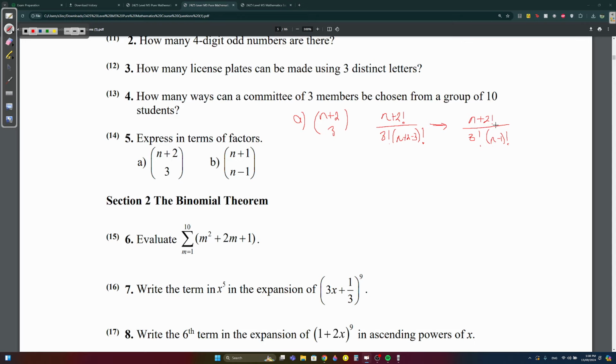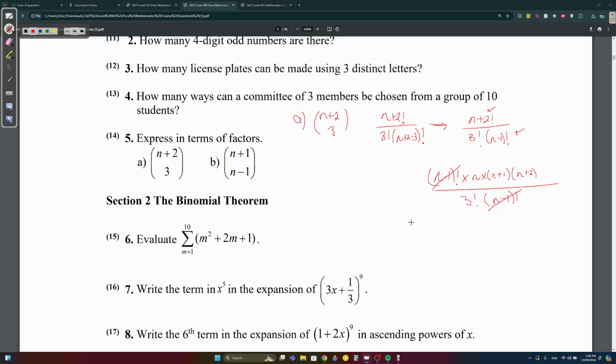Okay, now we have 2 factorials. Can we rewrite the (n plus 2) factorial in terms of (n minus 1)? Yes, because n minus 1 is smaller than n plus 2, right? So we're going to write (n minus 1) factorial, and keep on going up until we reach n plus 2. What comes after n minus 1? n. After n comes n plus 1, after n plus 1 comes n plus 2, over 3 factorial times (n minus 1) factorial.